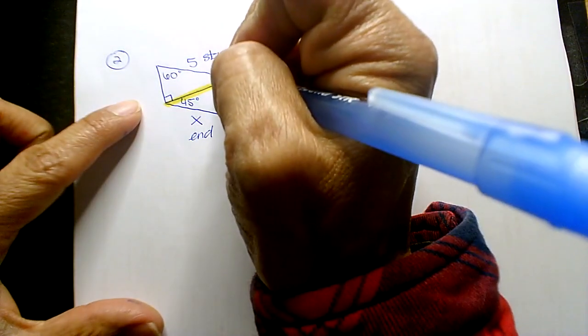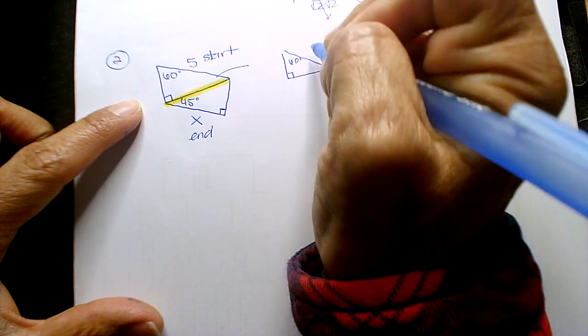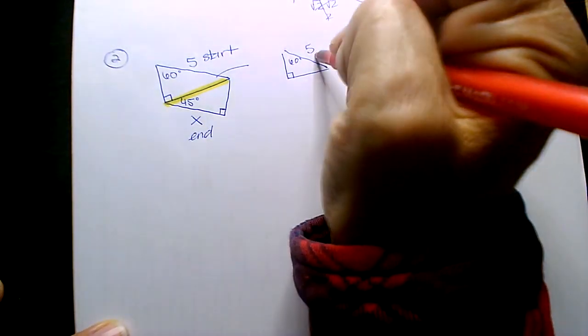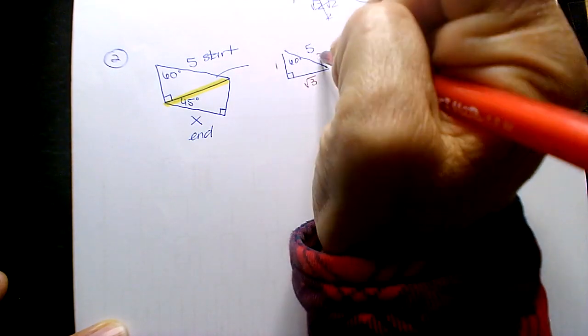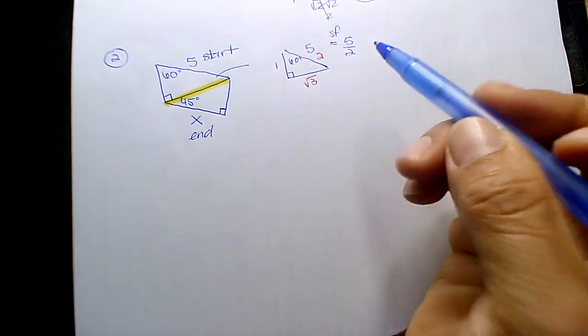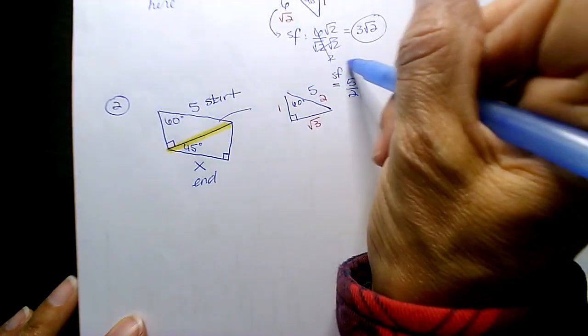So if I was to pull the triangle out, not that you have to, if you don't need to, you don't have to. Okay, this is 5. All right, if I label it, this is 2, 1, rad 3. Okay, so what's my scale factor? 5/2, right? Okay, so my scale factor is 5/2.